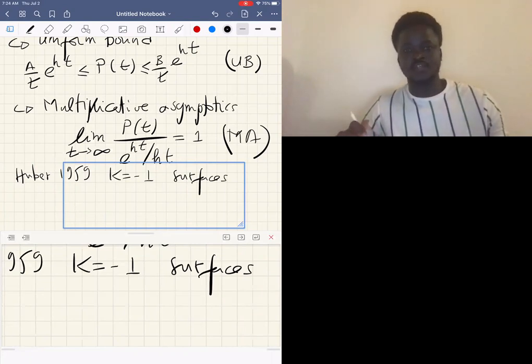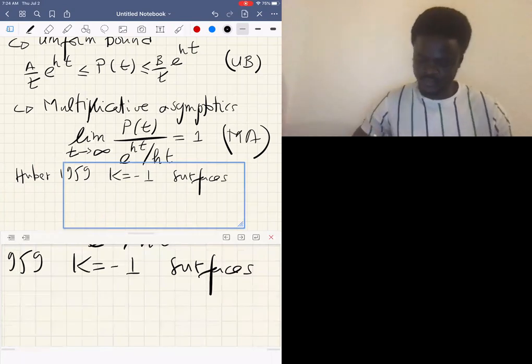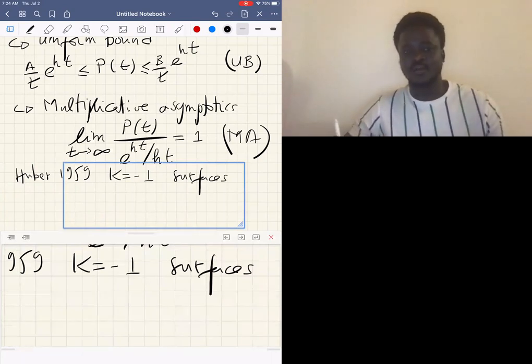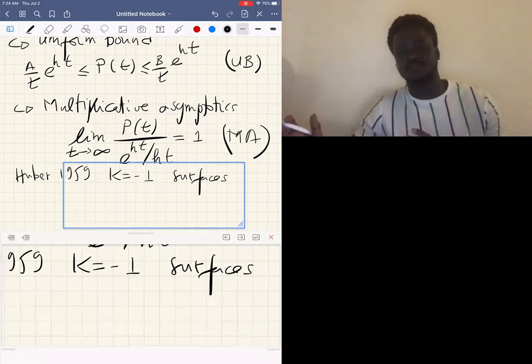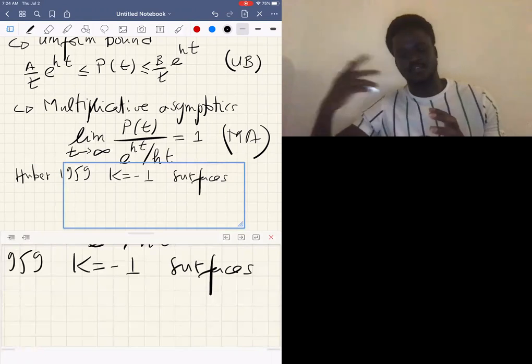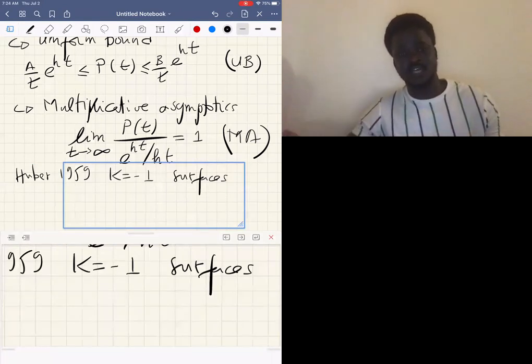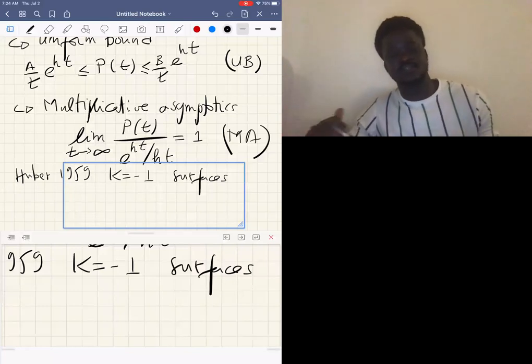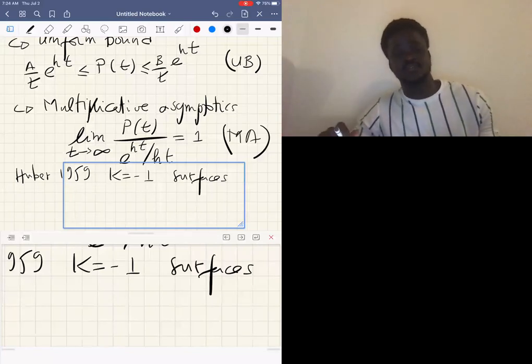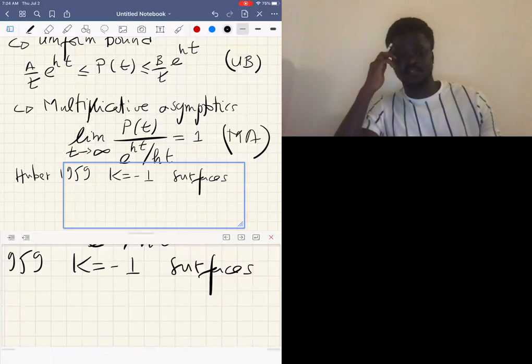This uses the Selberg trace formula that relates the spectrum of the Laplacian to the length spectrum. The length spectrum just gives you the information about the lengths of the closed geodesics. And there is a nice formula, the Selberg trace formula, that gives you this relation. This is something that you have for surfaces of constant curvature minus one.